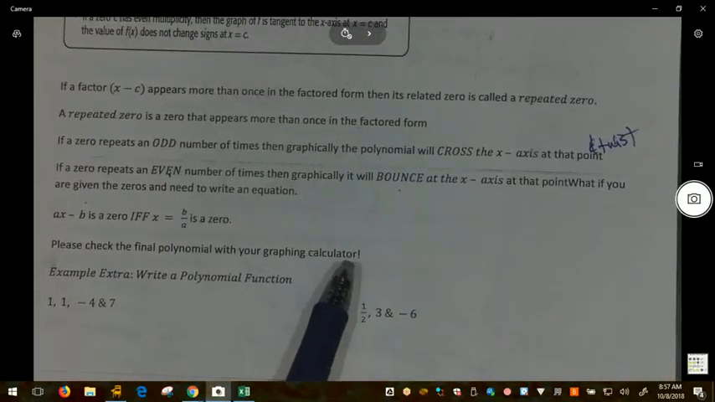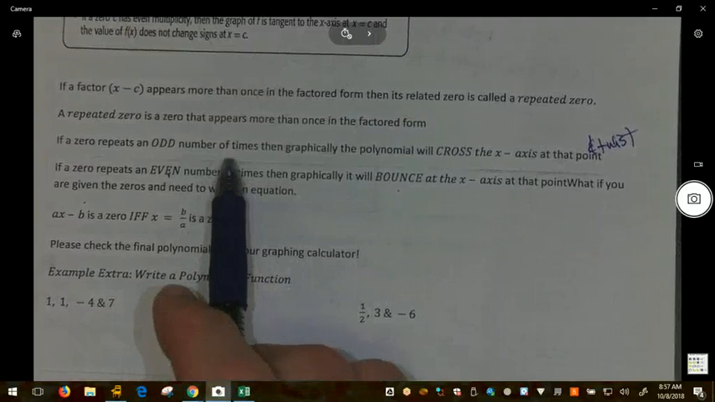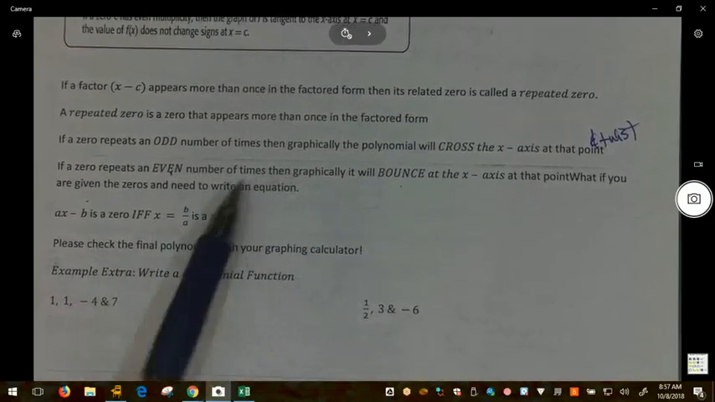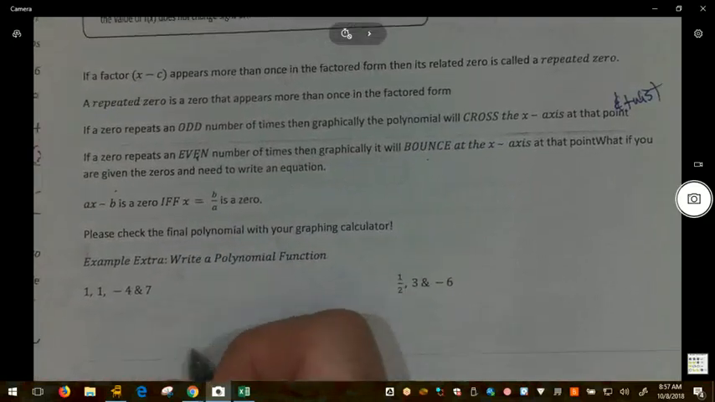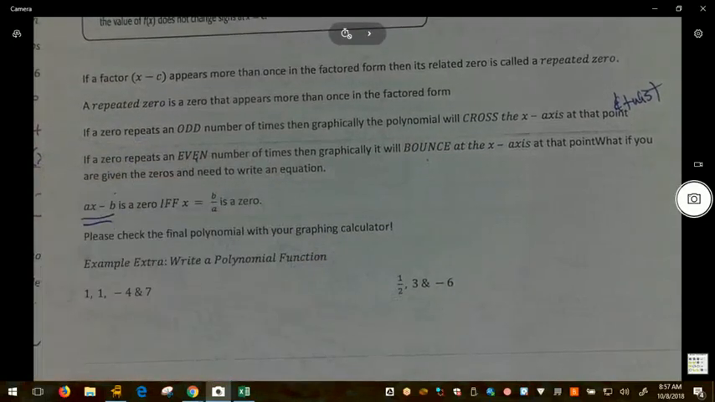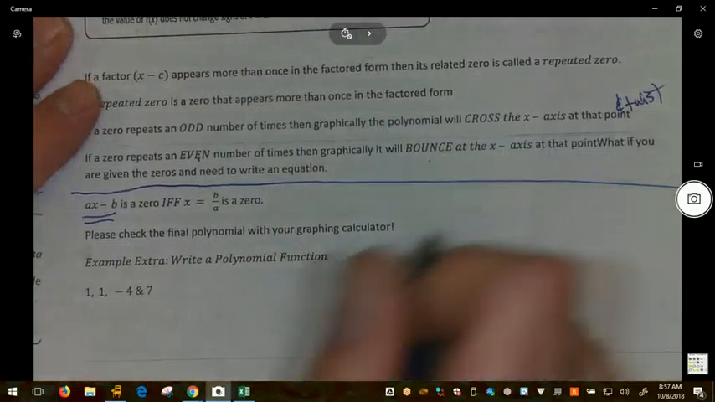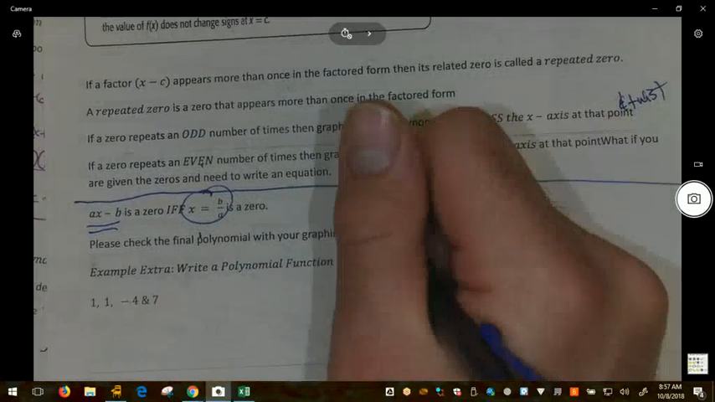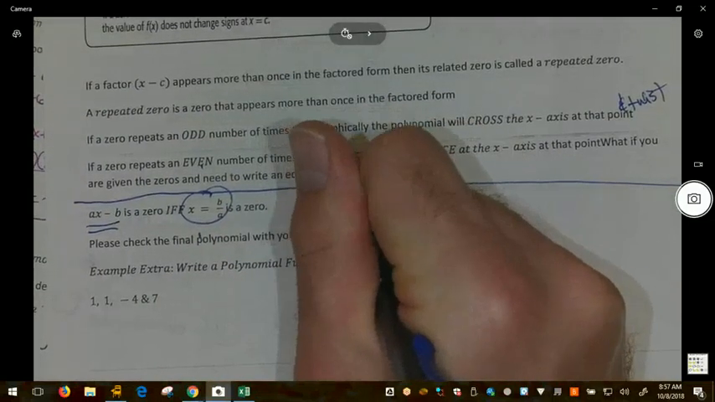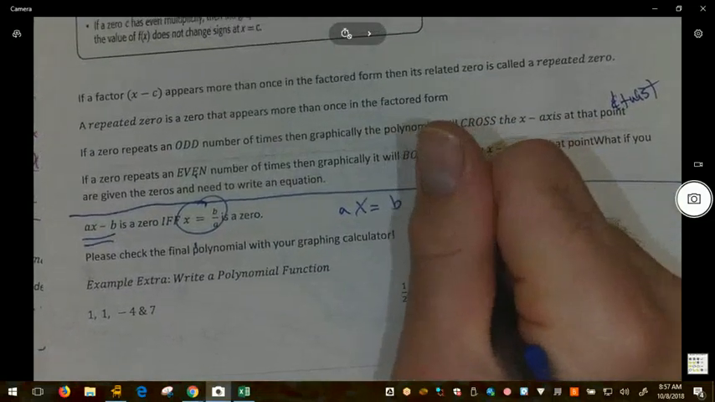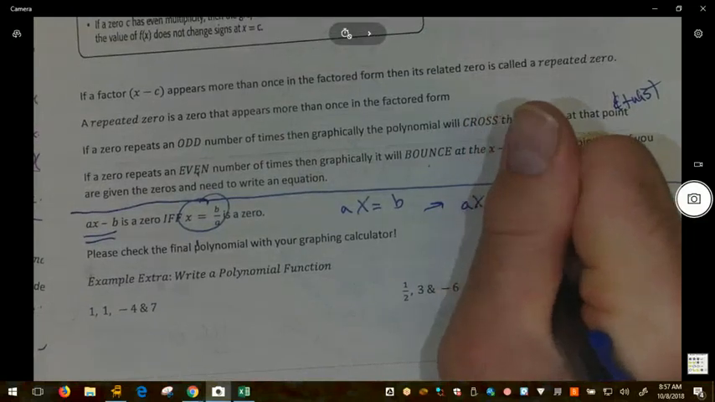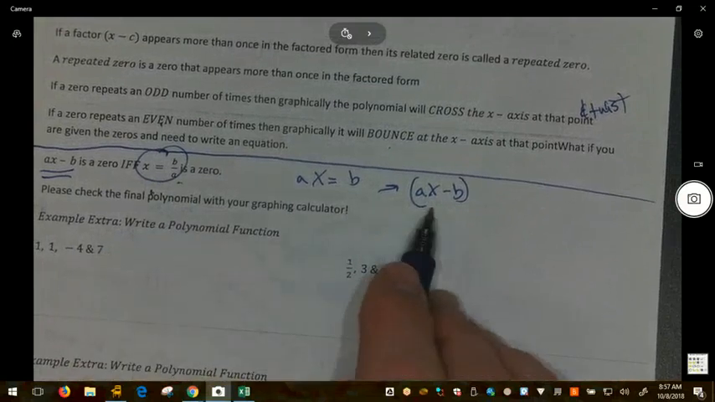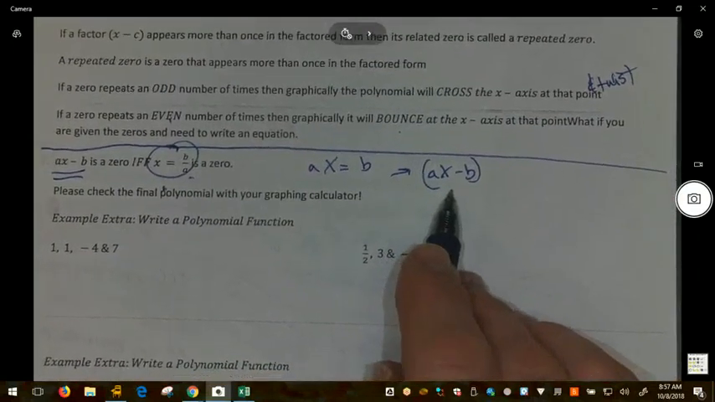So if there's just one factor, it just intersects. But if there's an odd multiplicity that's not 1, it will cross and twist. If it's even, it will bounce and be tangent to the x-axis. Now, ax minus b is a 0 if and only if x equals b over a. This is saying that if you have your factor, I could multiply by a and subtract b to get my answer for x, and I could write this as a factor of the polynomial equation.